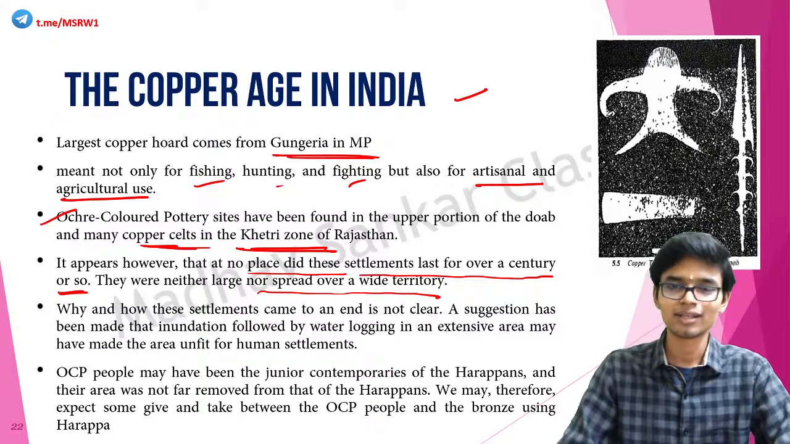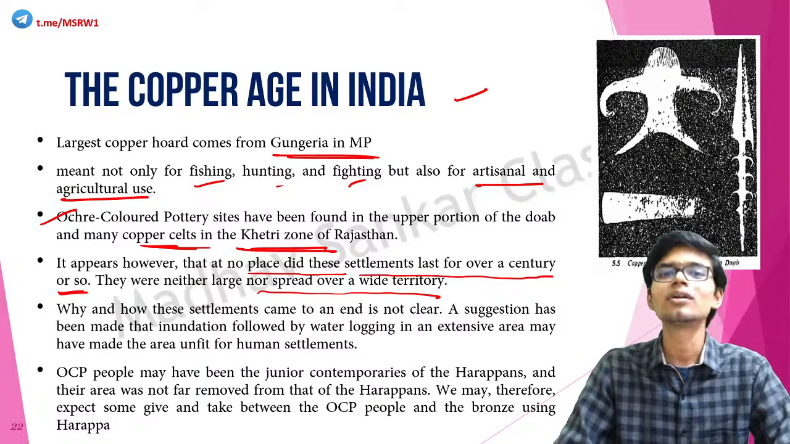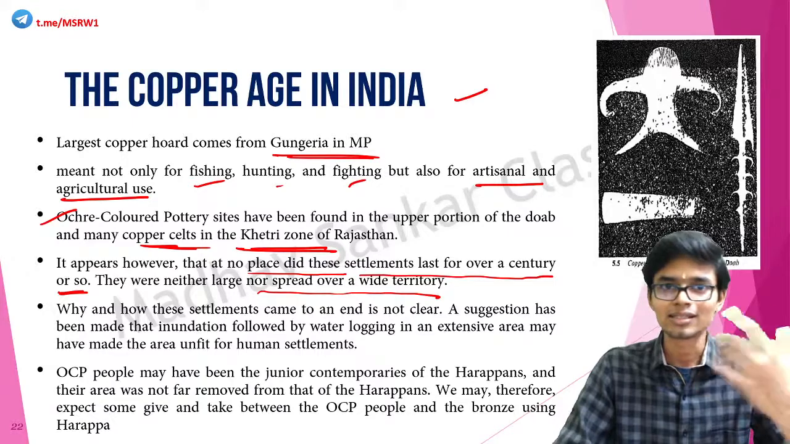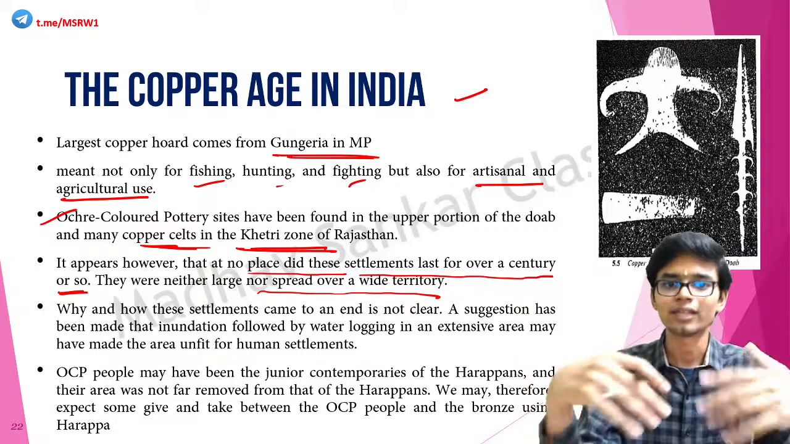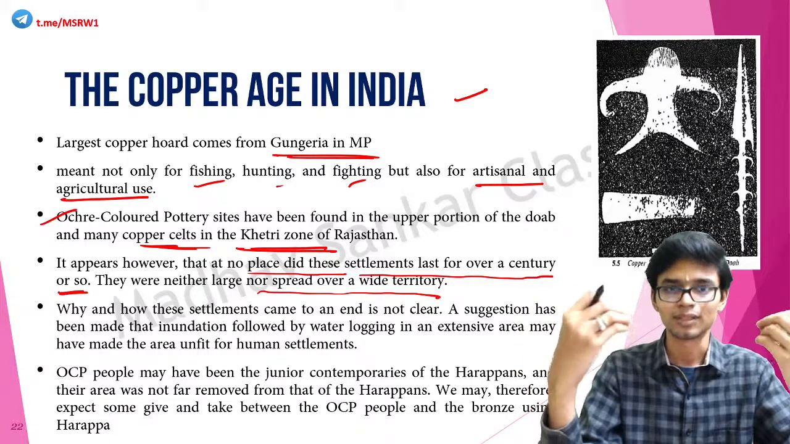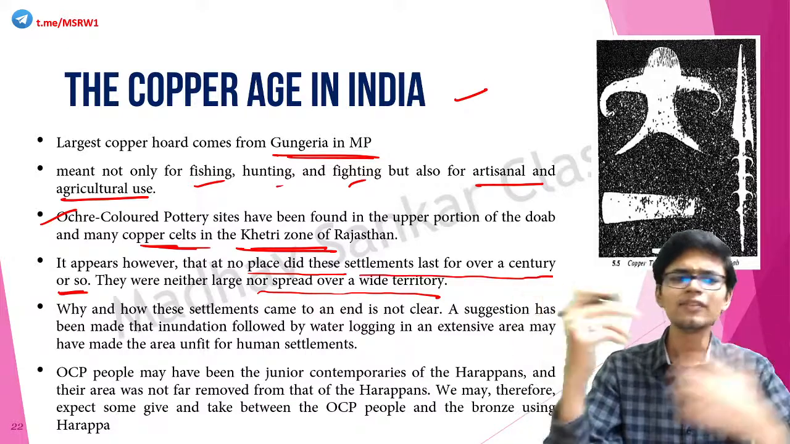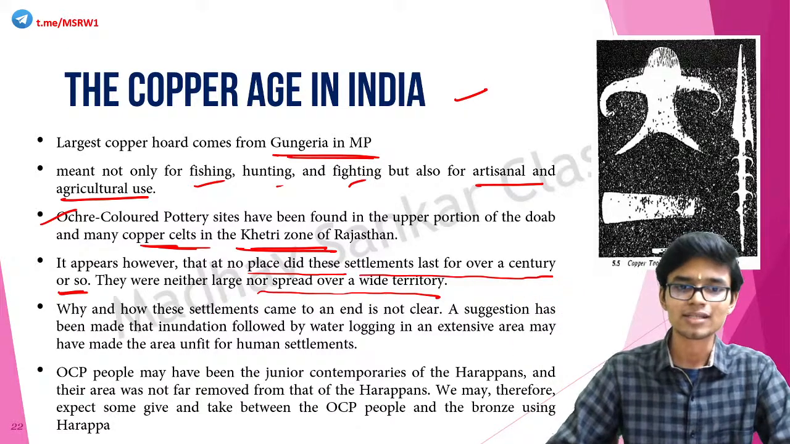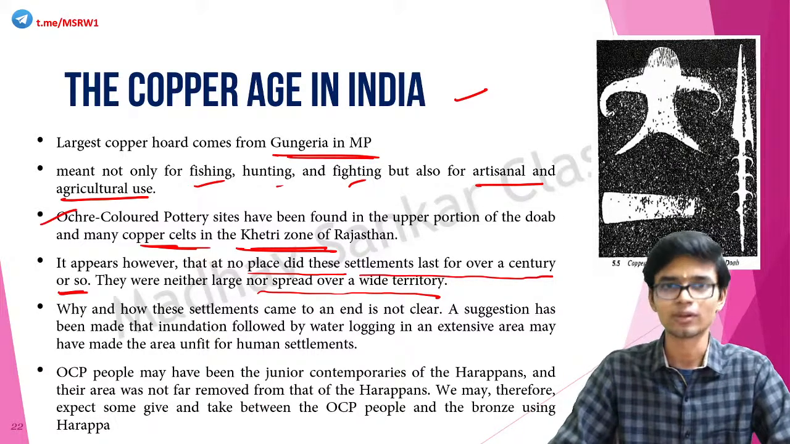I think from all the above discussions that we have made in this class so far, you could guess why the Chalcolithic people failed to expand into a larger city, or why they failed in continuing for more than a century or whatever. Anyway, why and how these settlements came to an end is not clear. We are not sure about it. What caused the decline of the Chalcolithic period, or how did it come to an end? These are not so clear to historians and archaeologists.